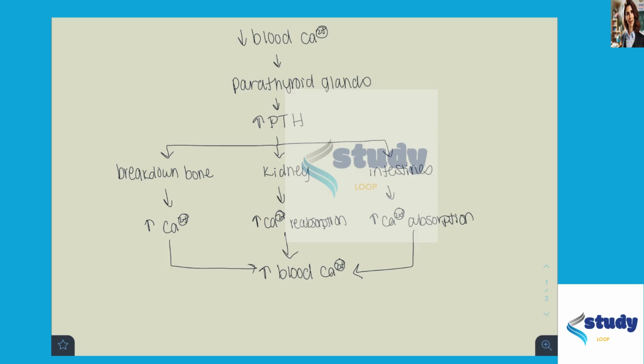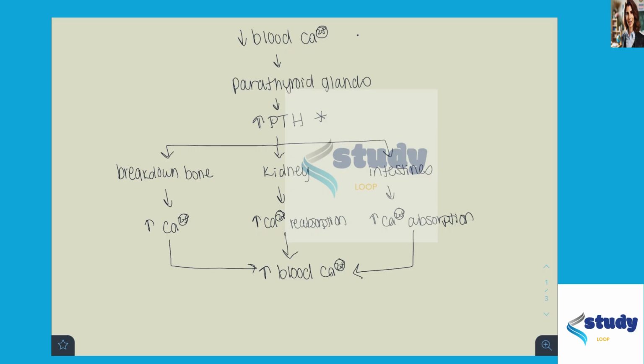So if there is decreased blood calcium, then that is going to be noticed by the parathyroid glands, and that is going to cause an increase in parathyroid hormone, or PTH. And PTH is going to do three things. It's going to go to the bone and cause breakdown, which is going to increase calcium. It's also going to go to the kidney and increase calcium reabsorption. And then lastly, it's going to go to the intestines and increase calcium absorption in the intestines.